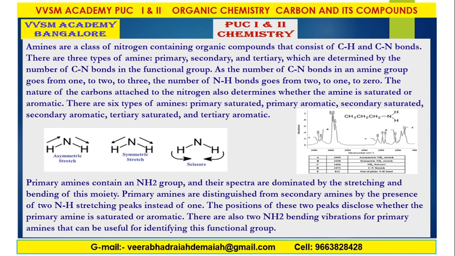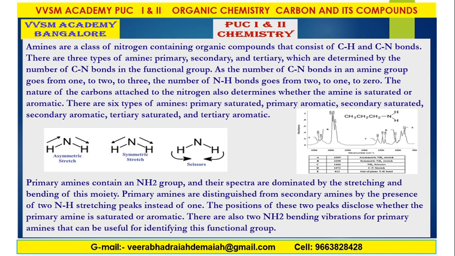Amines are a class of nitrogen-containing organic compounds consisting of CH and CN bonds. Already we have discussed CN bonds in the functional group. As the number of CN bonds in the amine group goes from 1, 2 to 3, the number of NH bonds goes from 2, 1 to 0. I told you, as CN bonds increase, NH bonds decrease.